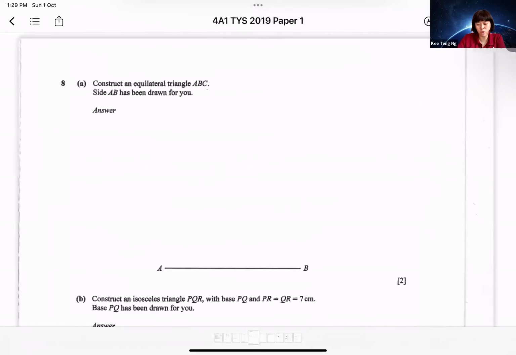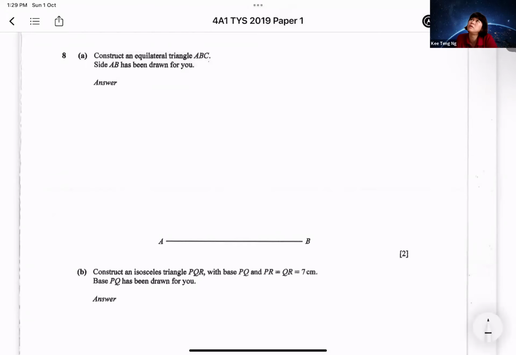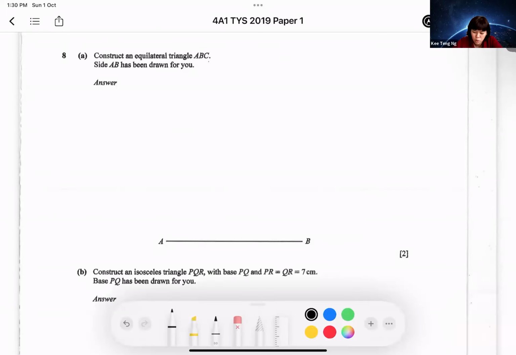This one is construction of an equilateral triangle. If you realize, one of the years' papers, I think 2022, or 2021, if not 2020. Okay, equilateral triangle. So how do you construct an equilateral triangle? You open up your compass, right? Measure the same length as AB.